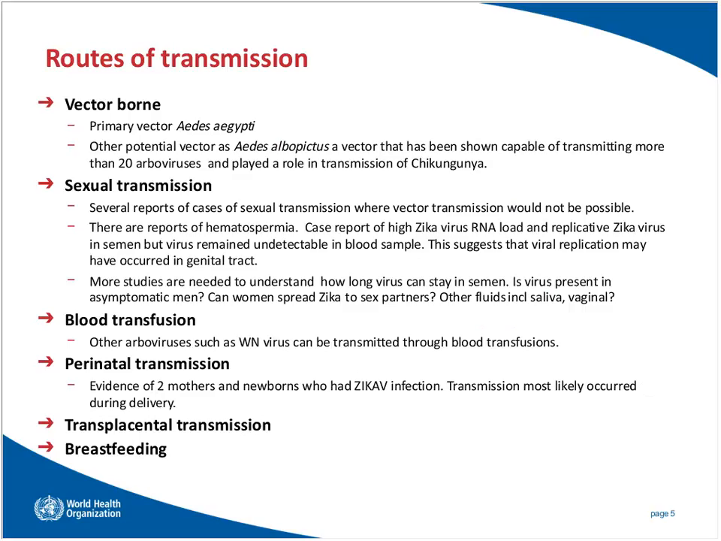There are several reports of sexual transmission of Zika, which we initially did not think was a possible route. But we did see a few studies that report hematospermia. In particular, there was one case that had high Zika virus RNA load and replicative Zika virus in semen, but the virus remained undetectable in their blood sample. This suggests that viral replication may have occurred in the genital tract, which is very important.